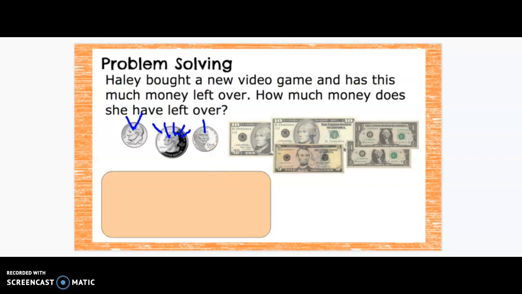Now I can start counting my bills. Okay, 10, 20, that's two $10 bills is $20, plus 5 is 25, 26, 27. 27. And I know I'm going to have a decimal with some money because I have some coins. So let's count them. 5, 10, 15, 20, 25, 30, 35, 40.